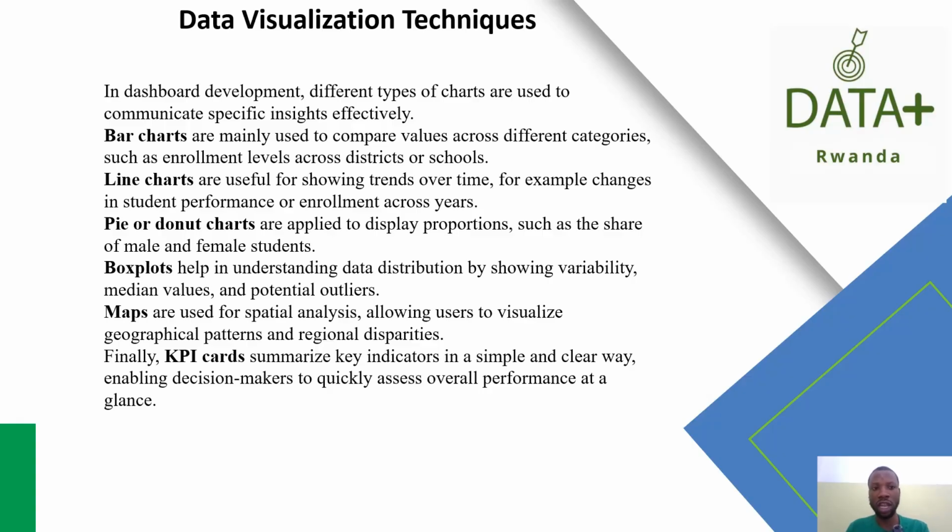There are also different types of charts used to communicate specific insights efficiently. We have the bar chart, which mainly compares values across different categorical variables, like enrollment levels across districts or schools. A line chart shows the trend over time. When we have a date-time variable, we will use the line chart to see the trend over time.